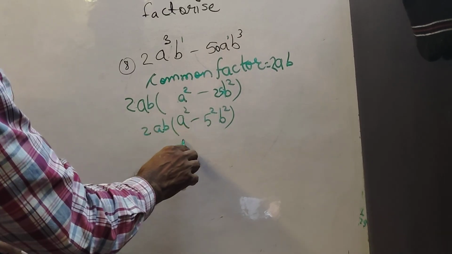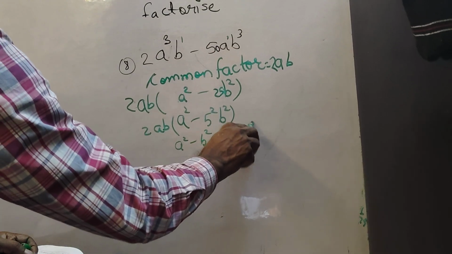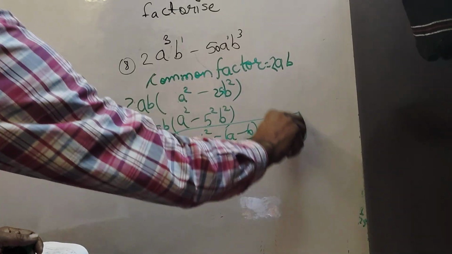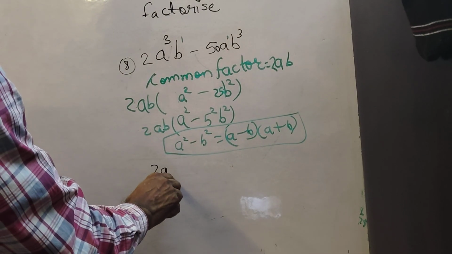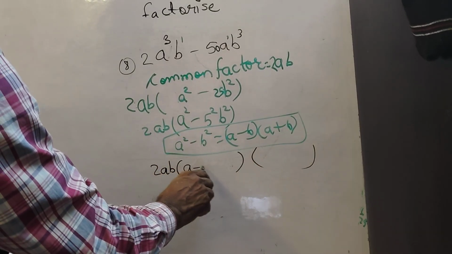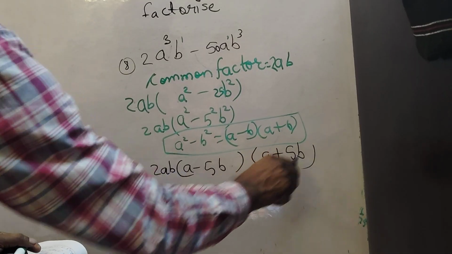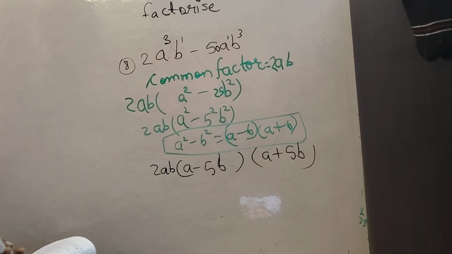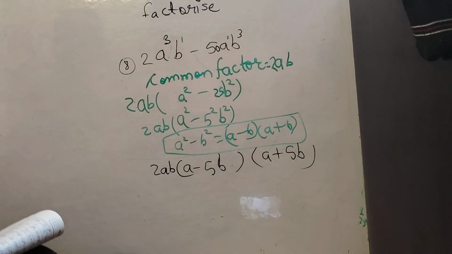Now this is the identity again, a square minus b square. Its identity is a minus b times a plus b. So according to this identity, further we write this. So 2ab outside term written as it is, and in the 2 brackets we write first bracket as a minus 5b, in the second bracket a plus 5b. This is the answer of factorization. So here is the small change, only 1 zero is there.